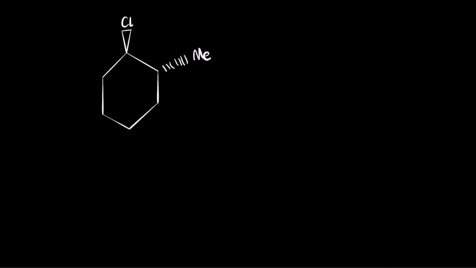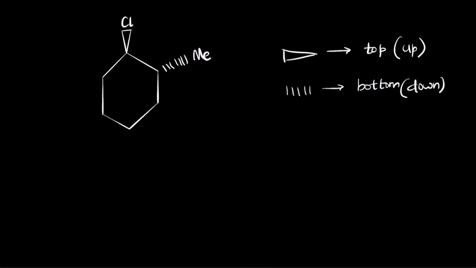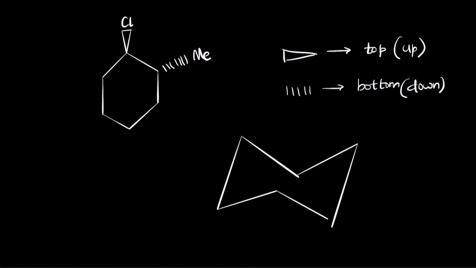When you draw the chair conformations, a wedge represents the top and a dashed line represents the bottom. Right? So top or up, bottom or down. So how will you draw the chair conformation now? Notice the chlorine is on the top. There are only two things at each position.